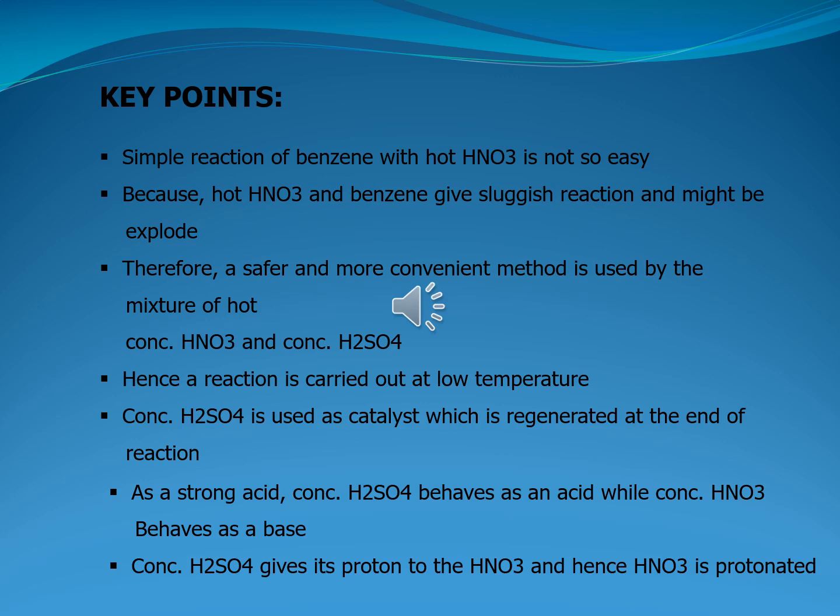As a strong acid, concentrated sulfuric acid behaves as an acid, while nitric acid behaves as a base. So, concentrated sulfuric acid gives its proton to the nitric acid, and hence nitric acid is protonated, which after that leaves a water molecule and converts into the nitronium ion. The nitronium ion can now be used as a strong electrophile for the nitration of the benzene molecule.